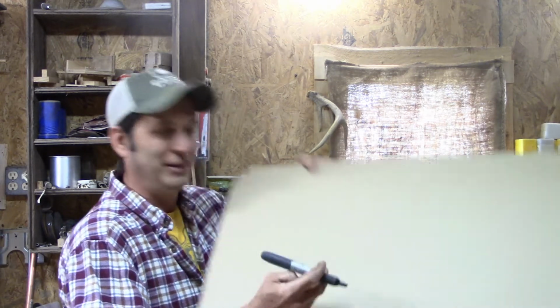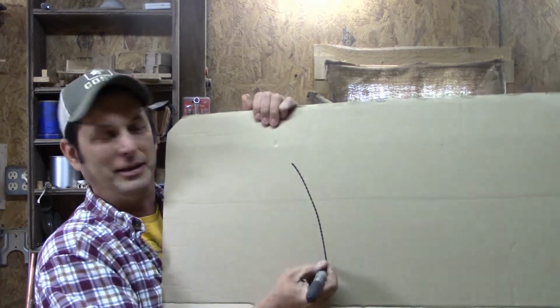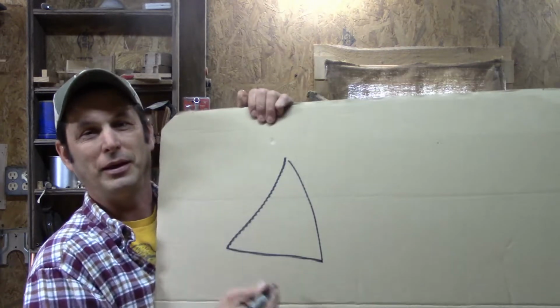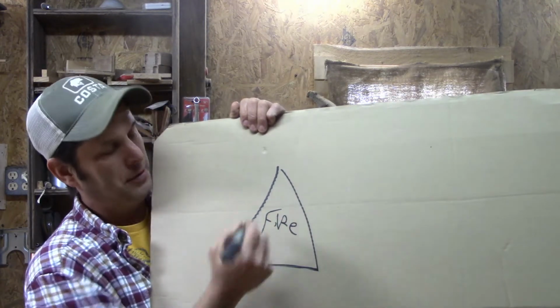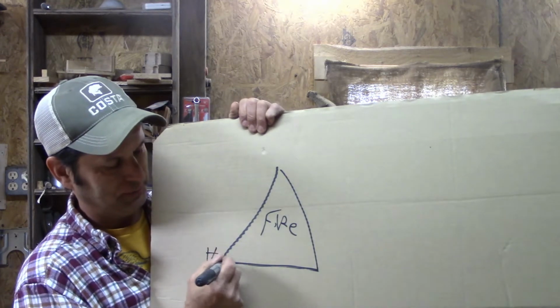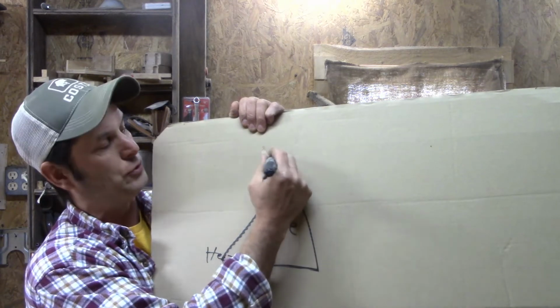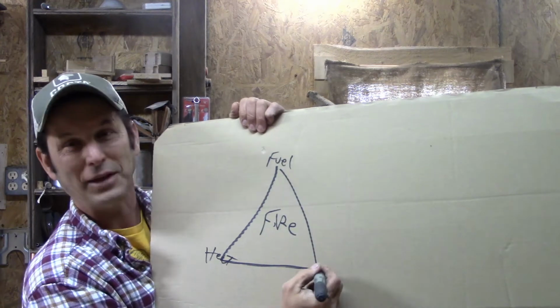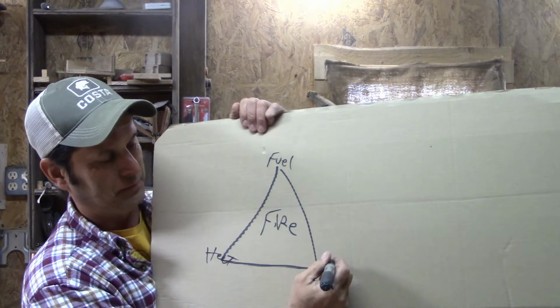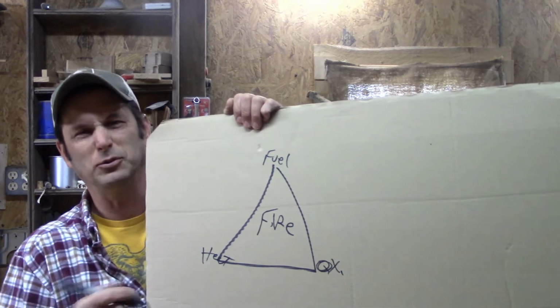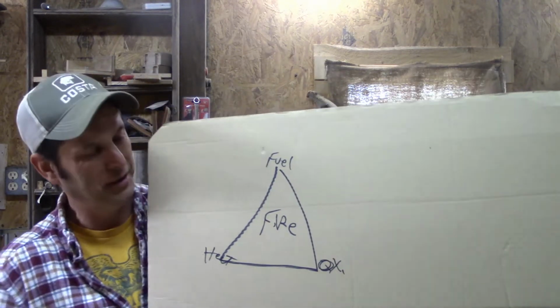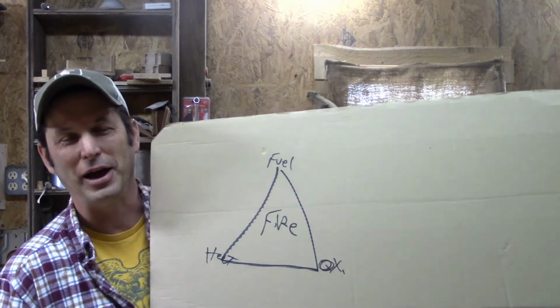Which now we're going to pictures. Okay, so you got a triangle here. Now to have a fire in the middle, you got to have a heat source, you got a fuel source, and you have to have an oxidizer, which usually is oxygen. We'll shorten that. So you take any one of those three out, you will not have a fire.